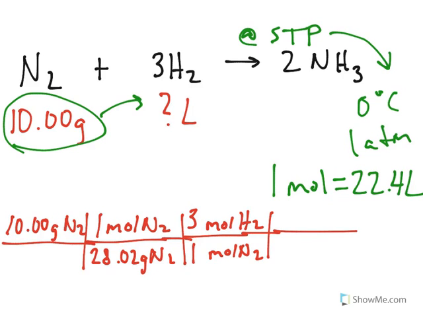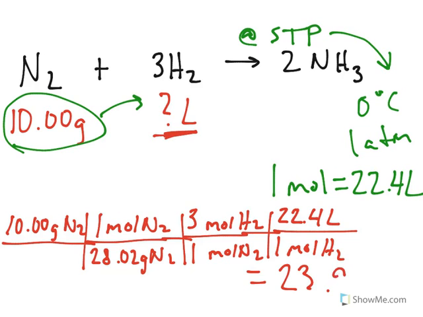And now in this next step, we're going to get rid of moles of hydrogen like normal, but since we're looking for a volume of hydrogen, we need liters up top instead of grams. And we know, since this is at STP, that 1 mole of hydrogen has a volume of 22.4 liters. So now we can just plug this into our calculator. And in this case, we'd find that it would produce 23.98 liters of hydrogen.